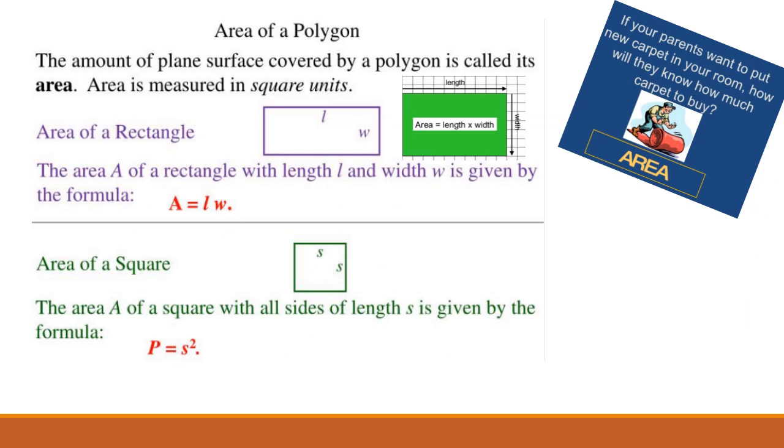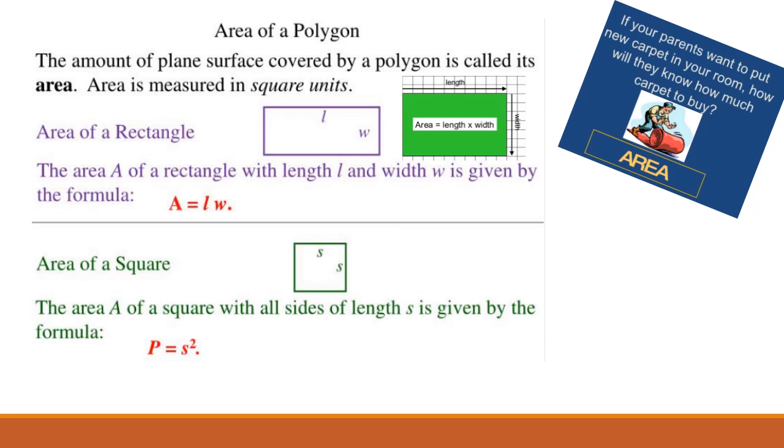Area. What do we mean by area? To know the meaning of area, remember the carpet in your home. If your parents want to put a new carpet in your room, how will they know how much carpet to buy? To know the measure of the carpet, we need to find the area. So the area is the surface covered by a polygon or by a 2D shape.